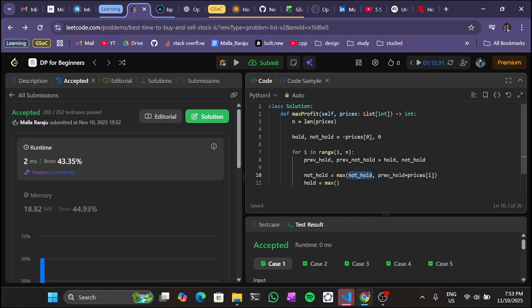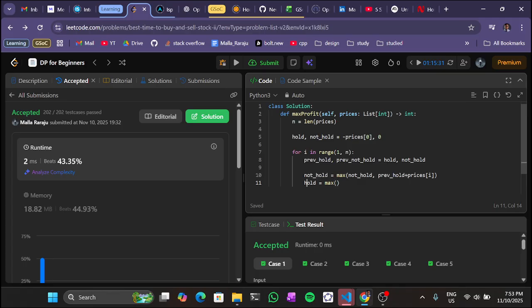One is you previously did not hold and you are not currently holding anything, or you previously hold something and you want to sell it, which makes you not holding anything.